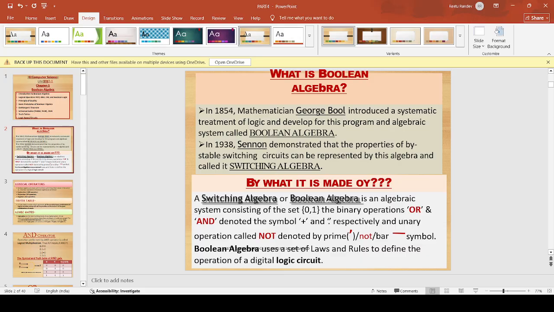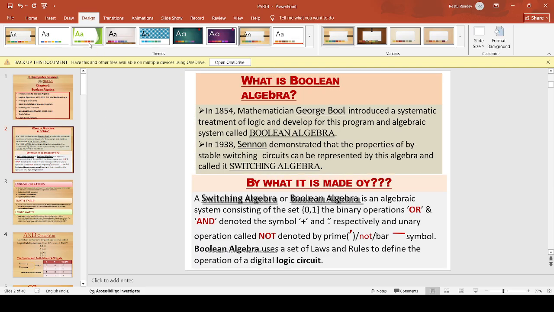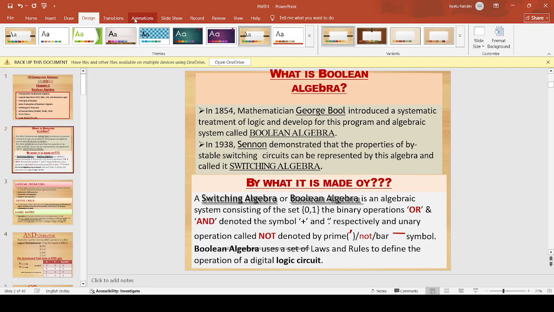Today we are going to learn about Boolean algebra. We have already learned the concept of computer system memory, computer organization, and types of software. Today we will see what is Boolean algebra. In Boolean algebra, we see that there are different types of gates, the principles, the postulates, and De Morgan's theorem.